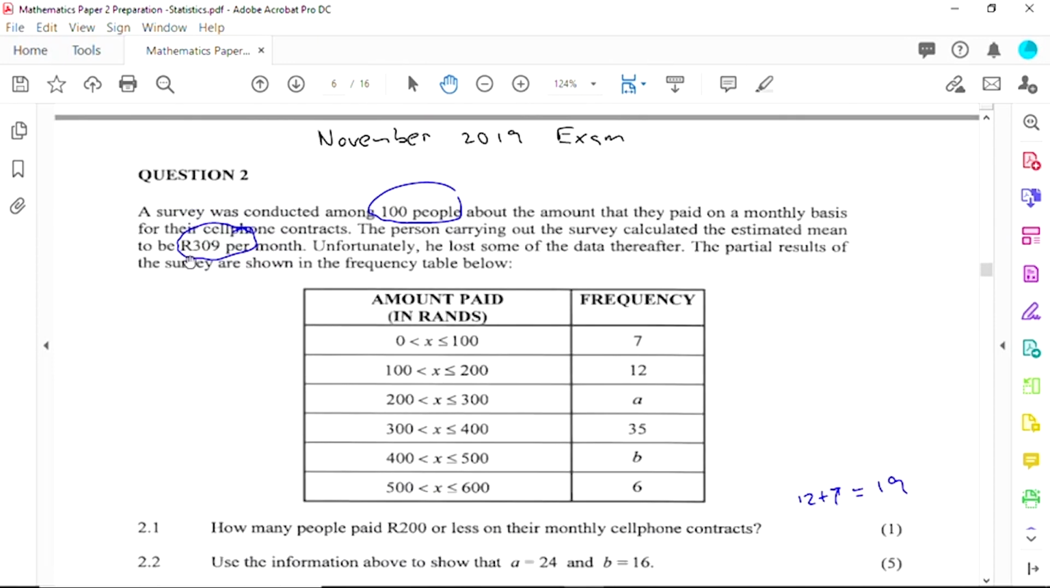We are also given that the mean is equal to 309. So we need to find the mean for this data. To find the mean, recall that the mean x bar is equal to the sum of the fi times xi divided by n, where n is the population size, or divided by the sum of the frequencies, which is n.